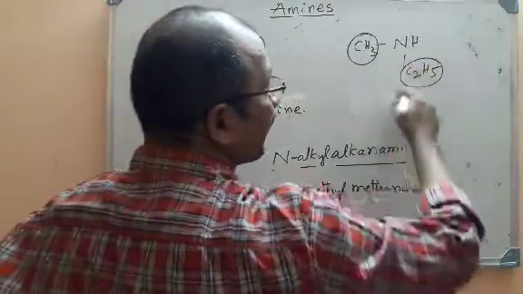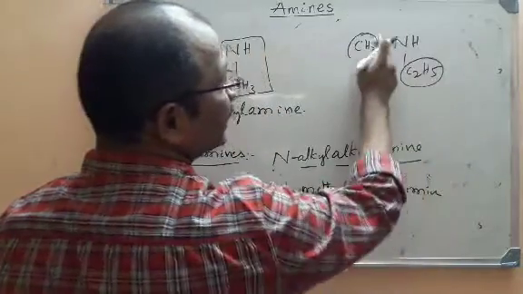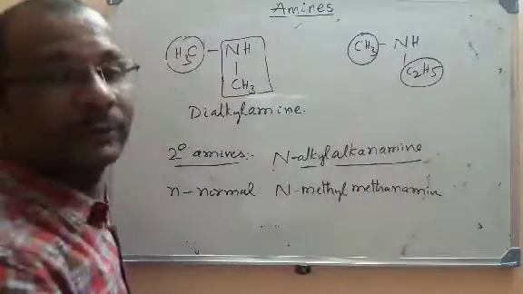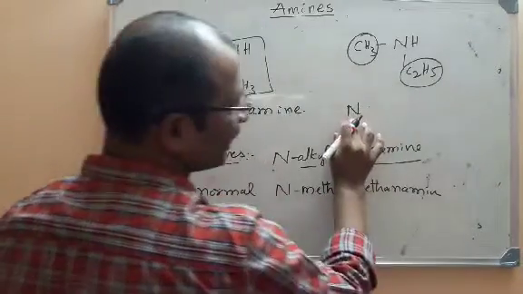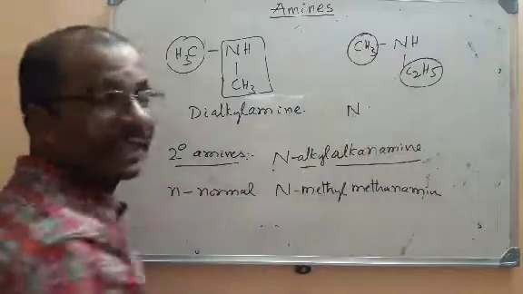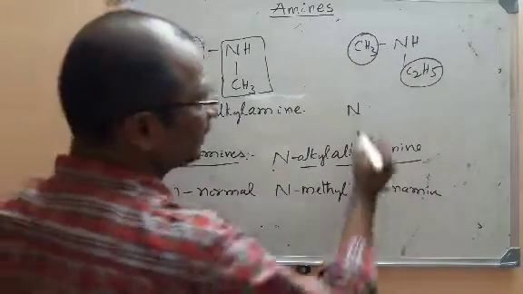So that it will become parent amine. This part is alkanamine, and this is a methyl group with a smaller number of carbons. So what is its name? N. Here N indicates that there is a substitution on nitrogen. So this is N.